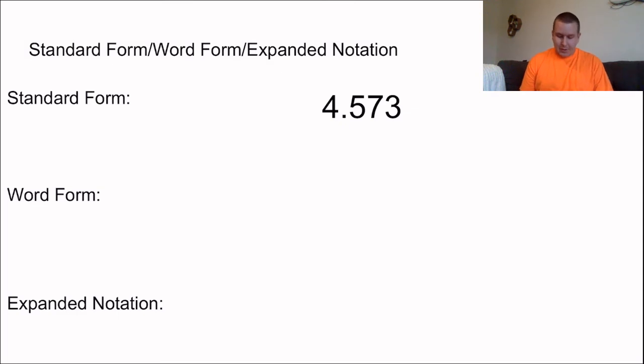All right, so we have a number here, 4.573. If we wanted to change this into word form, we would say the whole number, which is 4. Then we need to represent the decimal, and we use the word "and" to represent our decimal. Then we would cover up the whole number and the decimal, and we would just say that number as though it was a whole number. So we have 573.